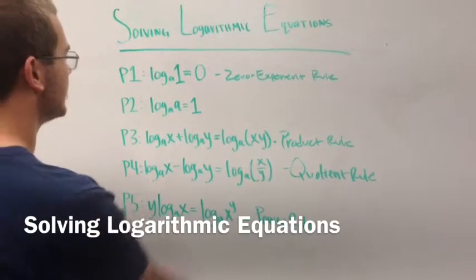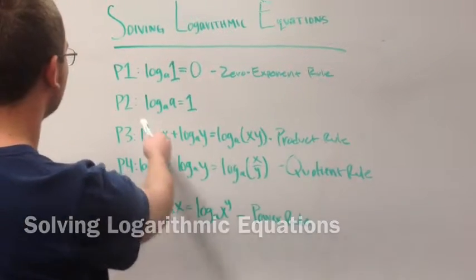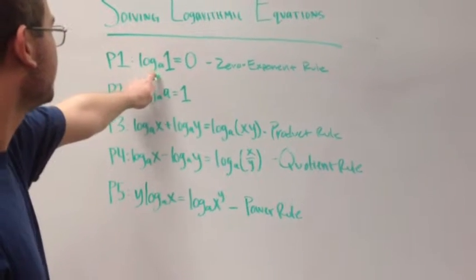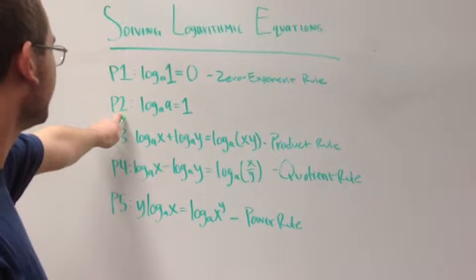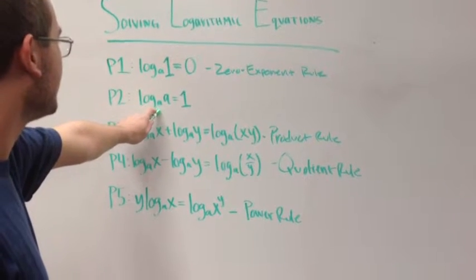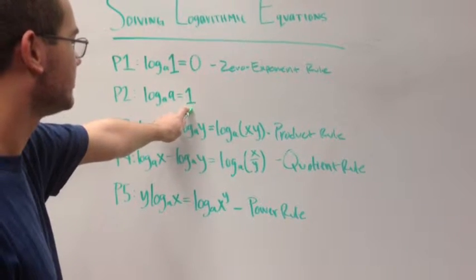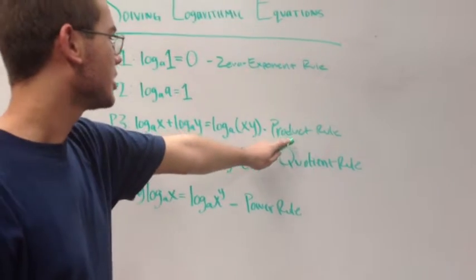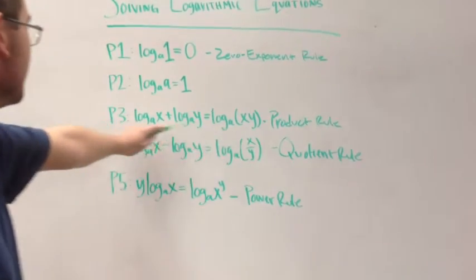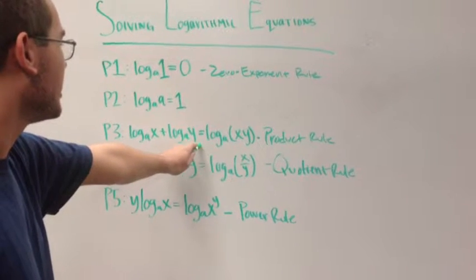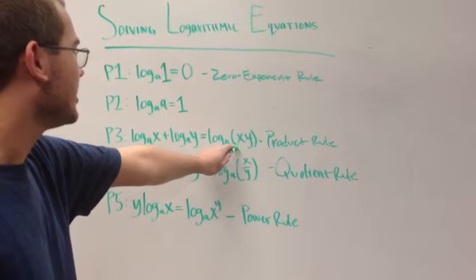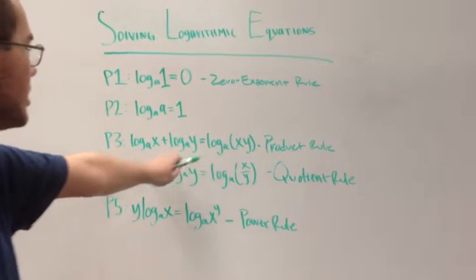The first rule, called the zero exponent rule, is that log base a of 1 equals 0. The second rule states that log base a of a equals 1. The third rule, which is called the product rule, states that log base a of x plus log base a of y equals log base a of x times y.